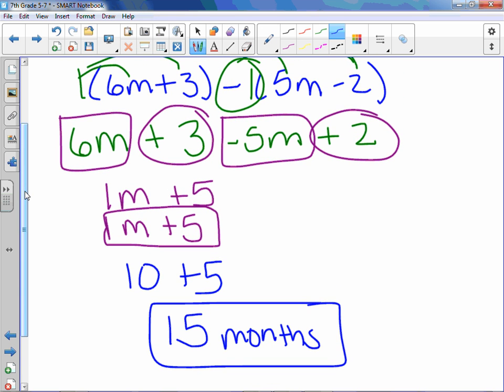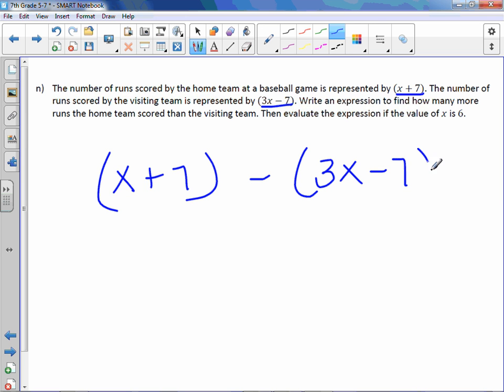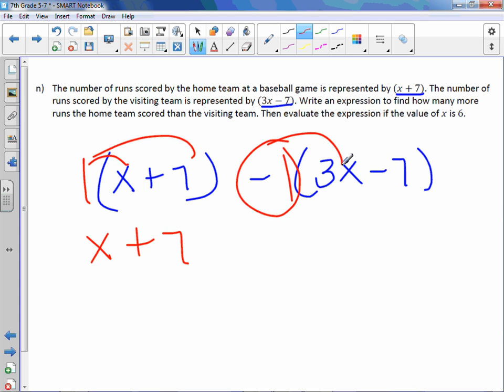Letter N. The number of runs scored by the home team at a baseball game is represented by x plus 7. The number of runs scored by the visiting team is represented by 3x minus 7. Write an expression to find out how many more runs the home team scored than the visiting team. The home team was x plus 7 minus the visiting team, which was 3x minus 7. There are invisible ones. Let's distribute. We get x plus 7. Then we get negative 3x plus 7.